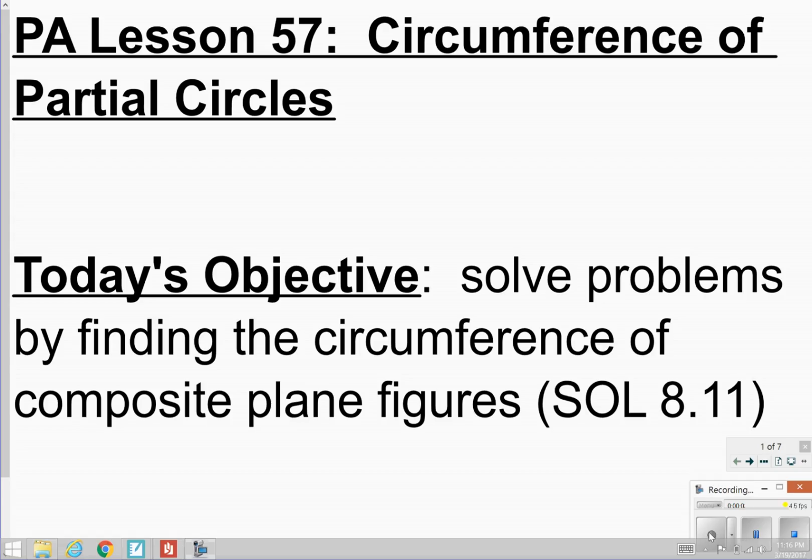Hi, today we're going to be talking about the circumference of partial circles. We'll be solving problems by finding the circumference of composite plane figures. This means different figures that have been put together.